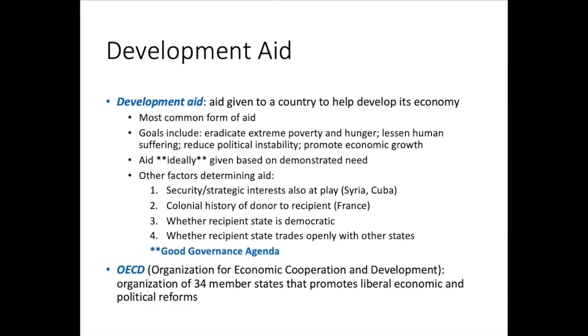And I have here on this slide, aid is ideally, quote unquote, ideally given based on demonstrated need. So here, what's supposed to be happening are all of these different measurement tools that we could use, something like the Fragile States Index or something like the Human Development Index. The countries that rank at the bottom of all these different indexes, showing I have the clearest demonstrable need, I should be getting the money. That's the ideal situation. However, we know that is not always the case.